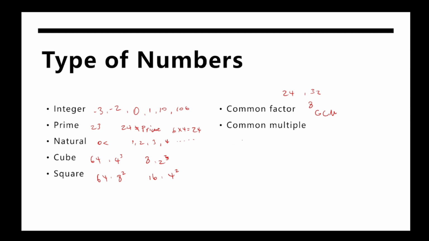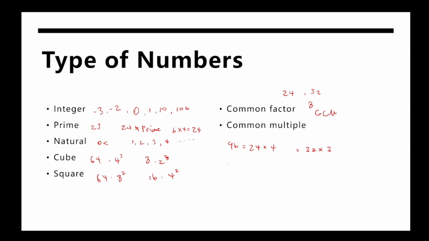Common multiple. A common multiple between two numbers is a number that is divisible by both of the two numbers. A common multiple of 24 and 32 is 96, because 96 is 4 times 24, 3 times 32.